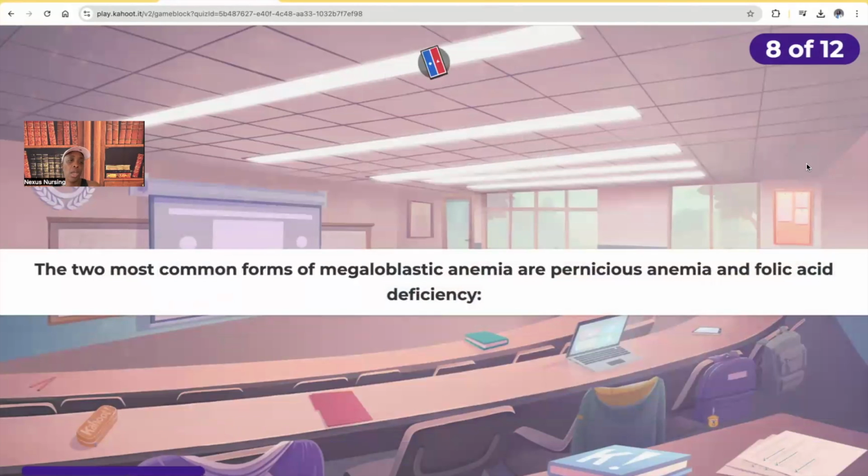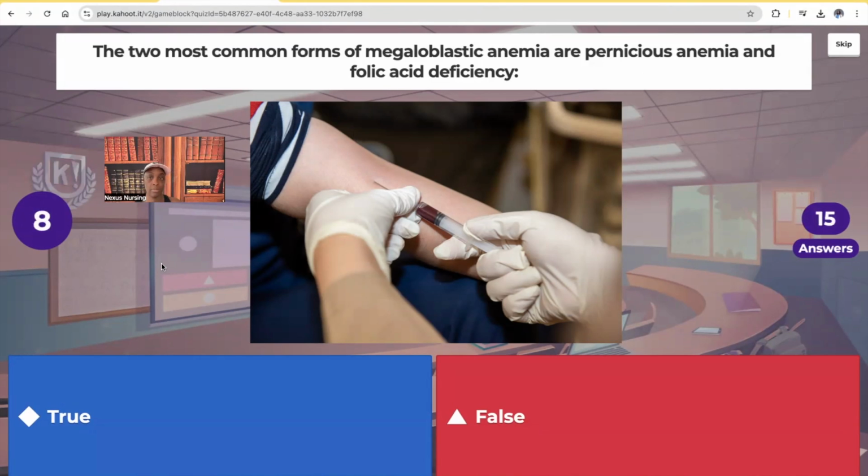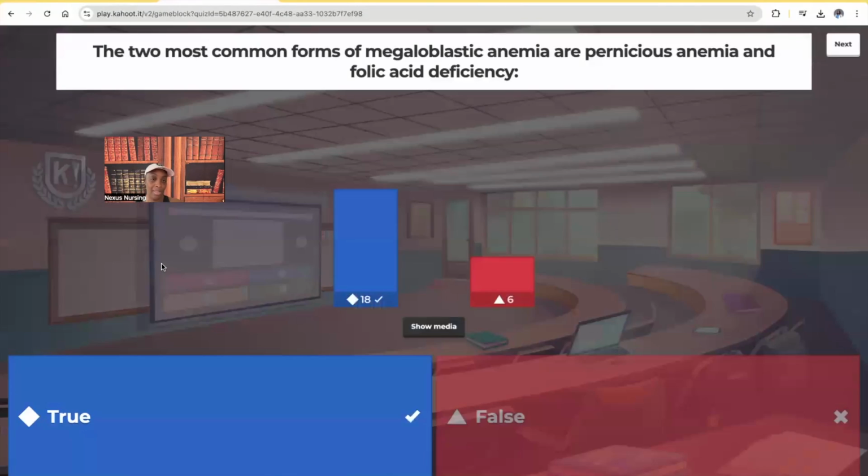True or false? The two most common forms of megaloblastic anemia are pernicious anemia and folic acid deficiency. You guys should know this answer. I've said it to you like 3 times already. I didn't use the exact word. Very good. True. Pernicious anemia, you're not absorbing that vitamin B12, so your vitamin B12 is down, and folic acid deficiency. Absolutely. Very good.